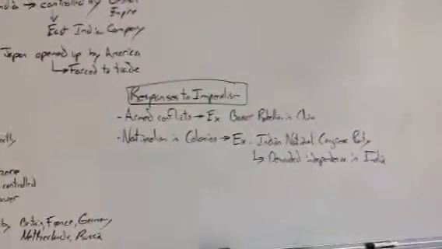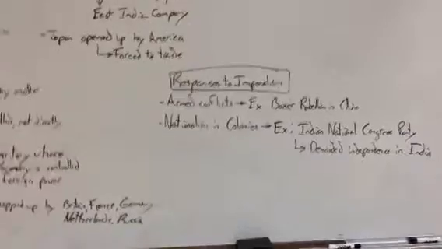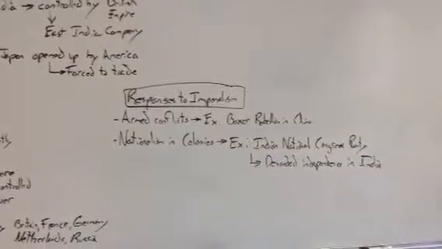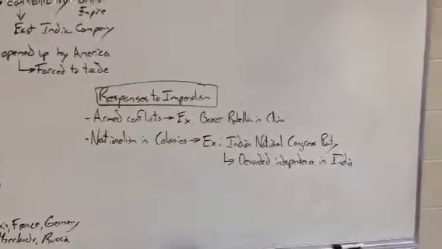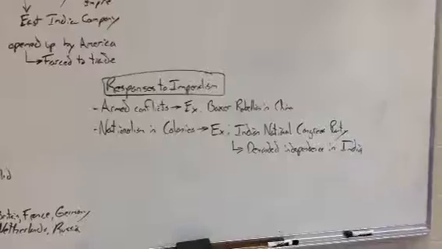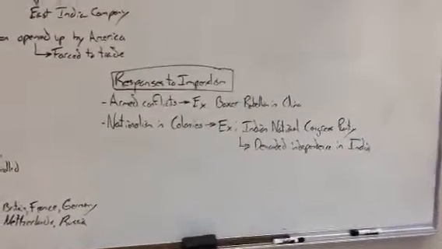We also see responses to imperialism happening. Typically, they are arranged into two groups: armed conflicts, and we see nationalism developing in these colonies. Armed conflicts, the biggest example for the SOLs and for this chapter and for the test is the Boxer Rebellion in China, where the Chinese were fighting against the spheres of influence that were controlling their lives and what they bought and what they sold.